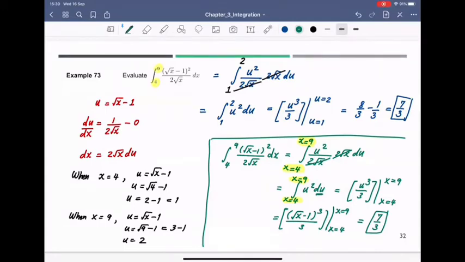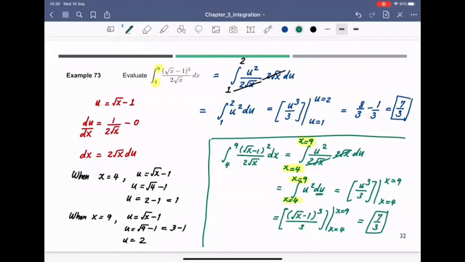Before that, Chuin has a question. Excuse me. Chuin said, can I use u equal to square root x? And then u squared is going to be x, and then 2u du is equal to dx.